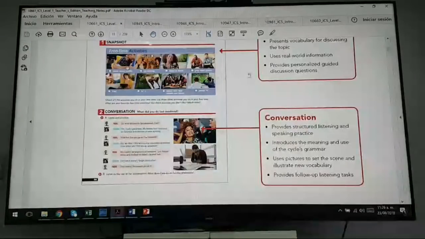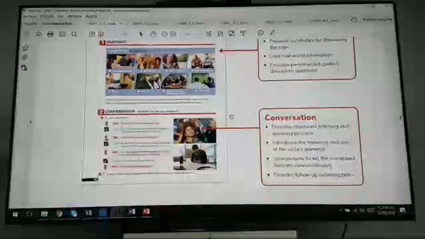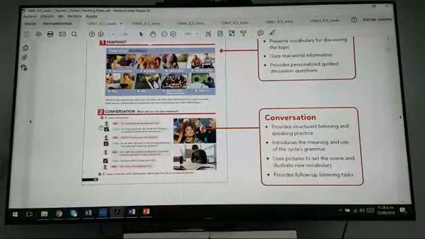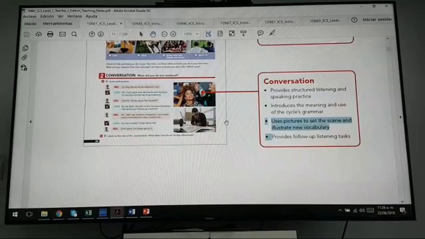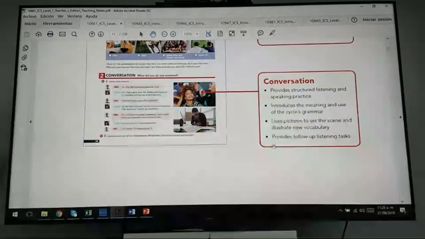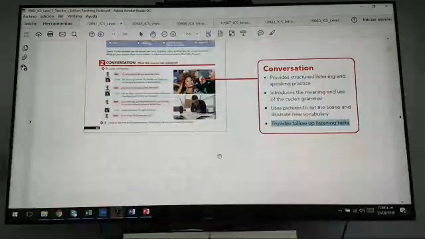So if you see, right from the beginning, students are allowed to have some level of interactive practice. It comes with, for example, in this case, some listening. We're going to go to it later on. It will provide structured listening and speaking practice, and introduces the meaning and use of the cycle's grammar. So that is the grammar for the course that will be used in that very lesson. And there's, of course, this section to set the scene and illustrate new vocabulary. Of course, there is follow-up to the activities through different listenings and through different skill development.